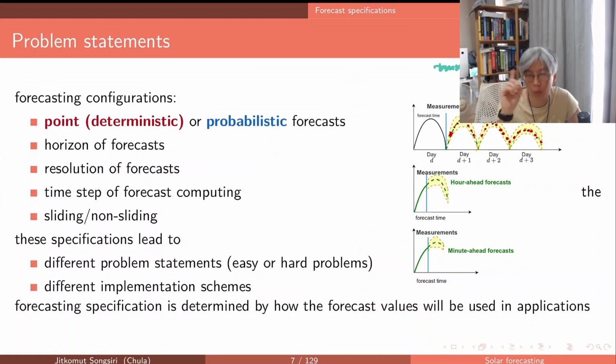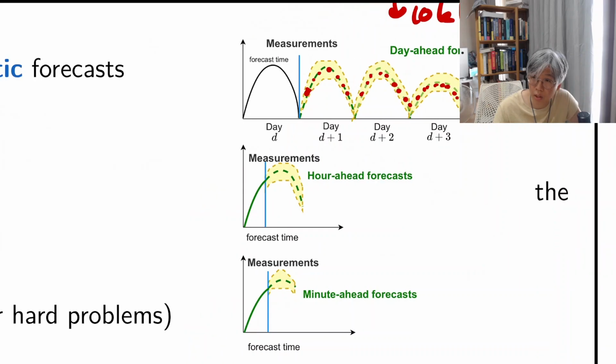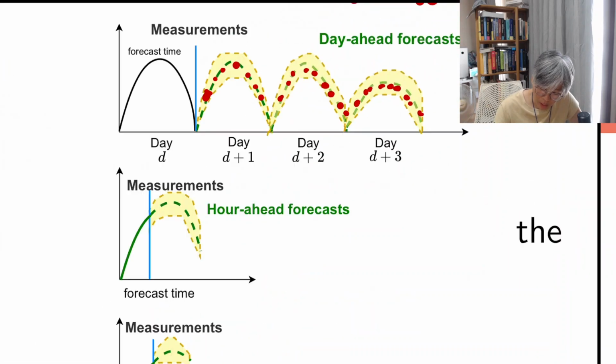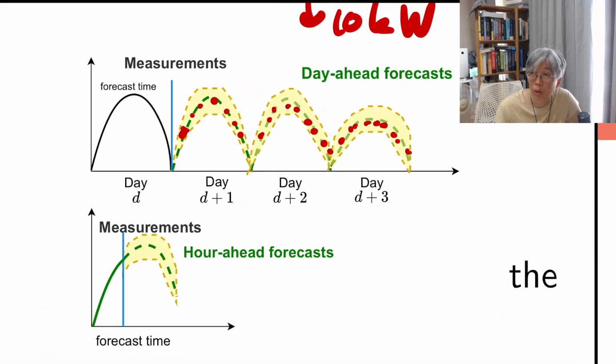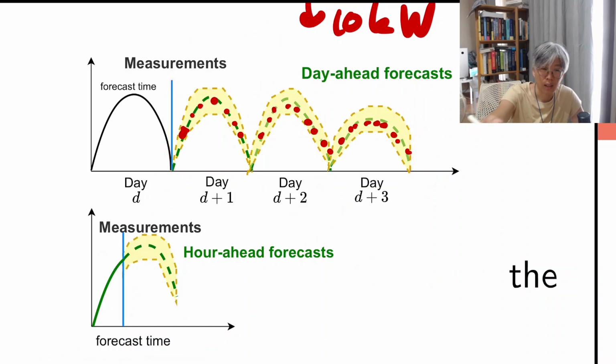So that's the first one. You have to tell whether you're going to develop a point forecast or a probabilistic forecast. It is your choice. Secondly, you have to specify the horizon of the forecast. We have some examples of horizons in this picture. The first one is called day ahead. You can say, I'm going to provide a 1 day ahead forecast, 2 day ahead forecast, or 3 day ahead forecast. So the horizon is how far you look into the future to predict those values.